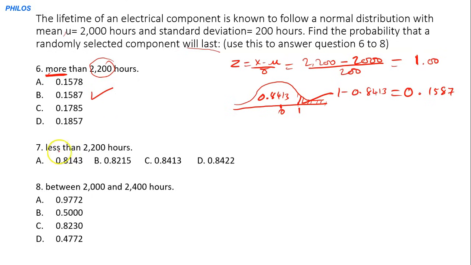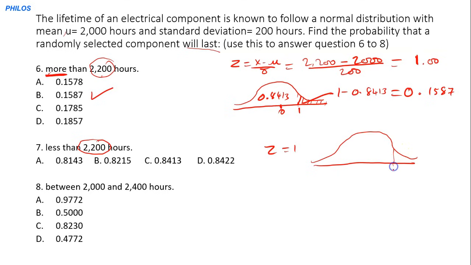So let's look at question 7. Question 7 says, less than 2200. Now for this, 2200 is the same as this. So in exams, there's no need computing the z here. You know the z is 1. Okay. So we sketch the curve also.